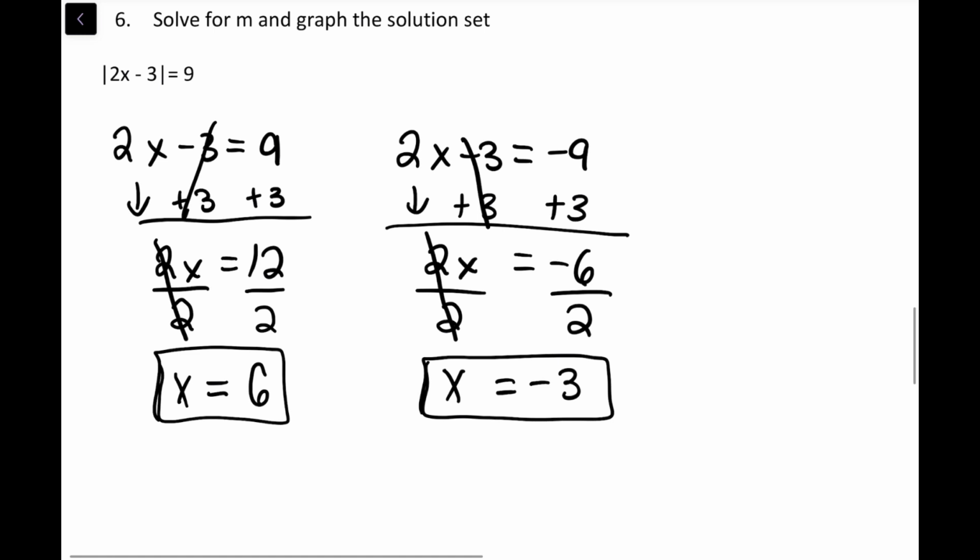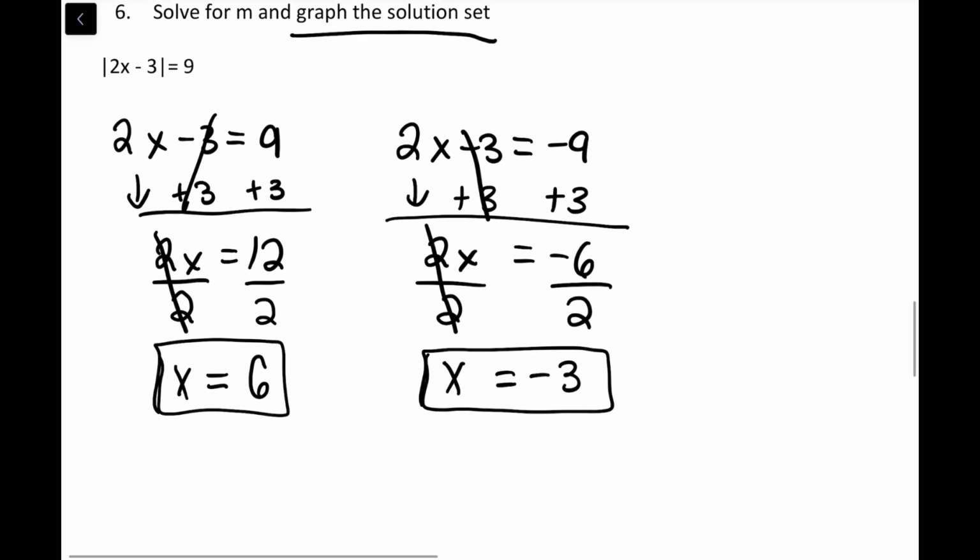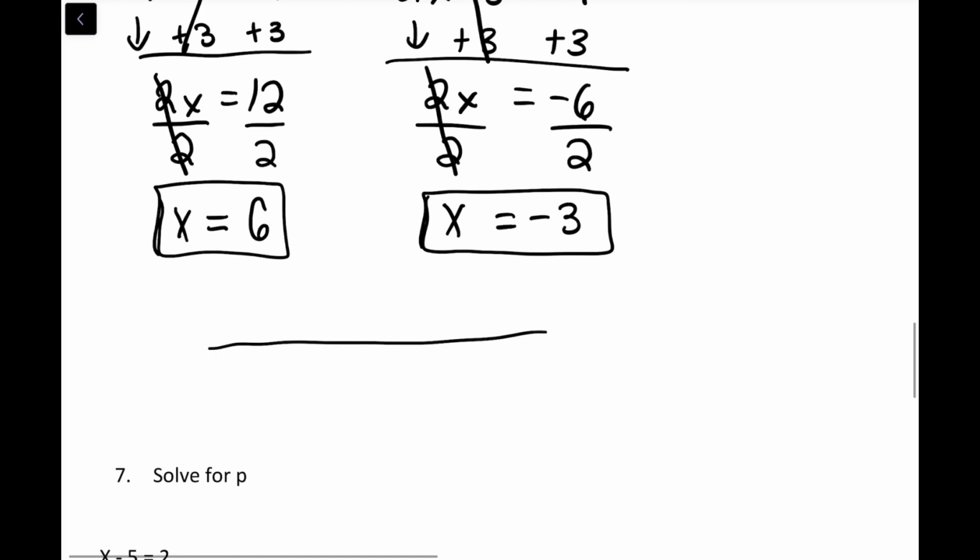So these are my two solutions. And it also wants me to graph the solution set. And when I graph a solution set for absolute value, I just have two values, x equal to 6 and x equal to negative 3. So I'll put one at 6, and I'll put one at negative 3.